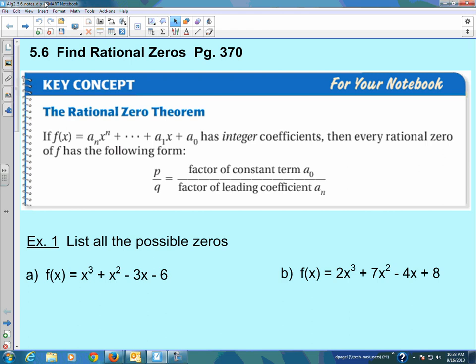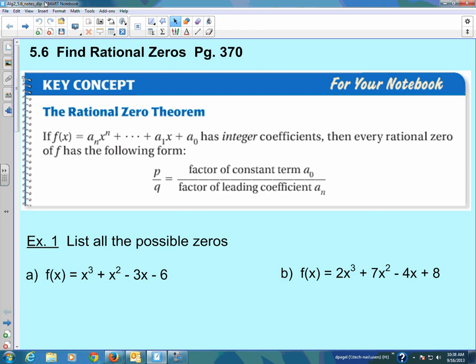This rational root theorem, or rational zero theorem, is a way for us to take a polynomial that might not be factorable by grouping or any of the methods that we've looked at, and come up with the possible zeros that I could use and test with synthetic division. So a very important concept for us to understand in terms of helping us with the polynomial graphing.